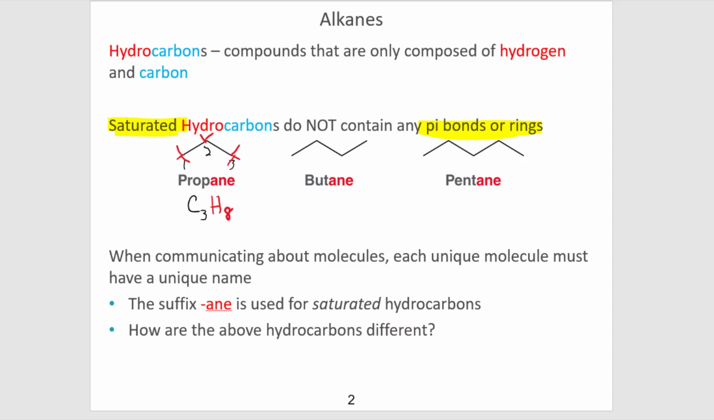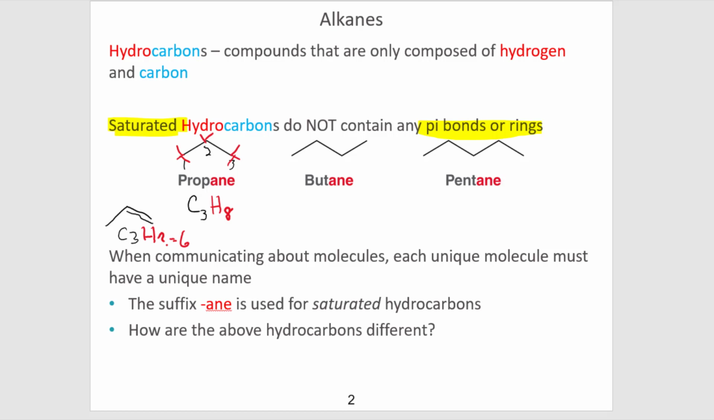Try it yourself. If you were talking about propene, that's still a C3 molecule. How many H's would be surrounding these 3? If you count them out, you'd come up with 6. We know that saturated hydrocarbons have 8. So anytime you add more pi bonds or a ring, the number of hydrogens around the carbons diminishes.